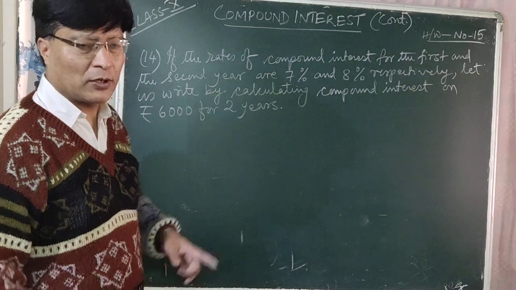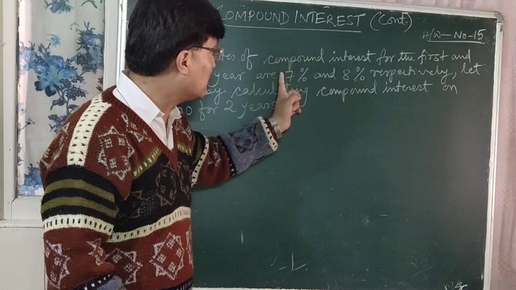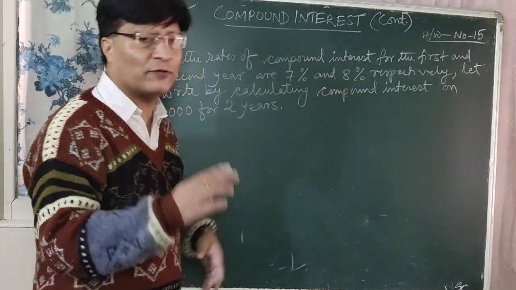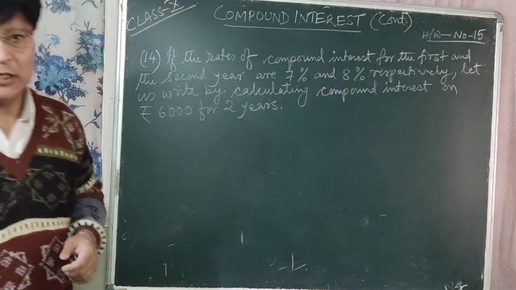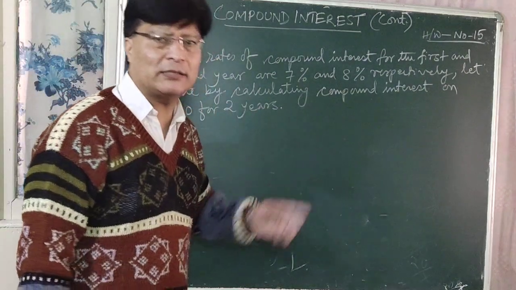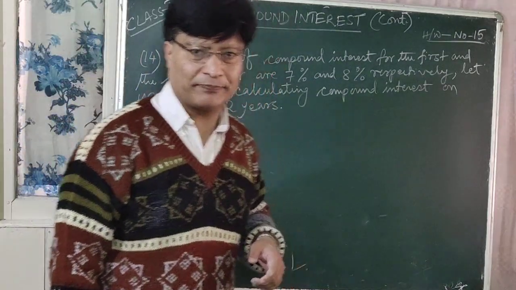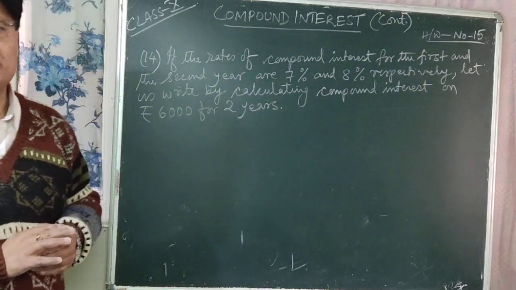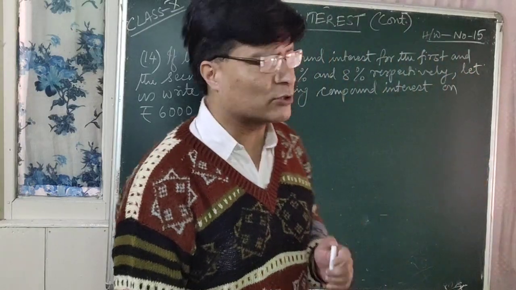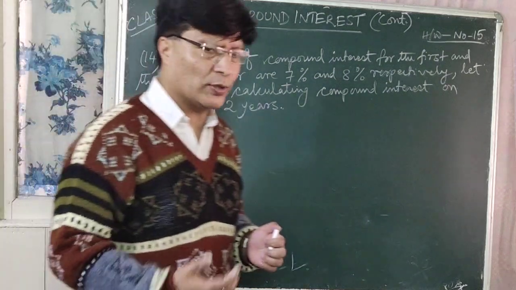In these 2 years, in the first year the rate of compound interest per annum is 7%, and for the second year the rate of compound interest per annum is 8%. Using these two rates, you have to calculate the compound interest on rupees 6,000 for these 2 years. So how can you do it? You need the knowledge of compound interest. Earlier, in the first online class, I told you about the meaning of compound interest and how it is calculated, isn't it? So what do we do here?